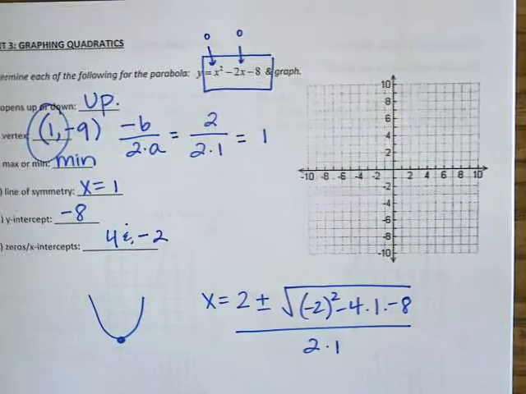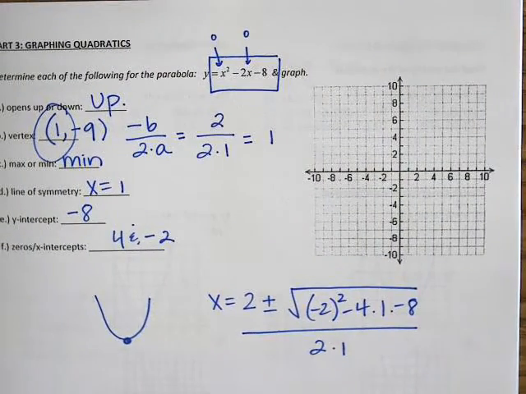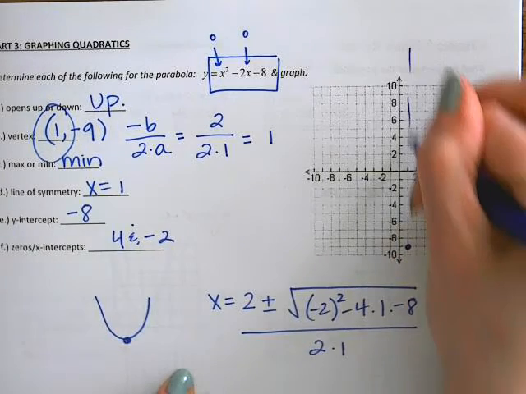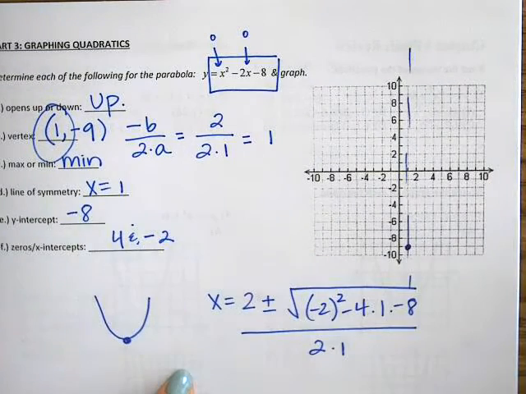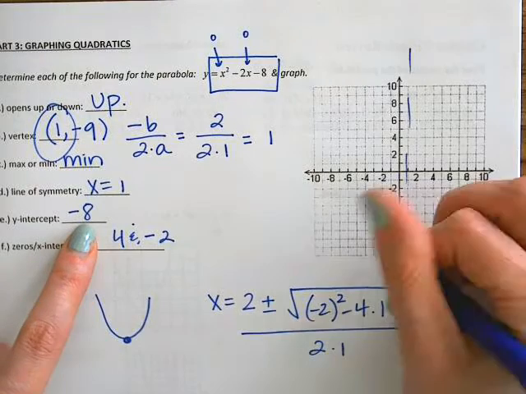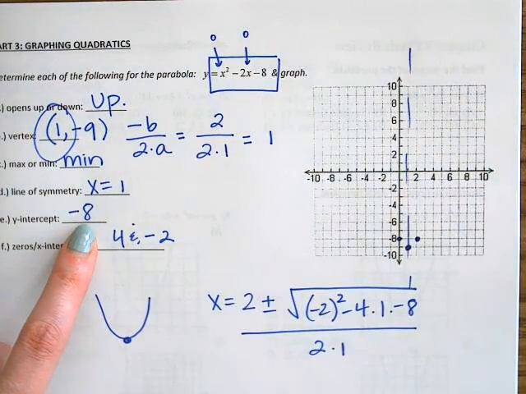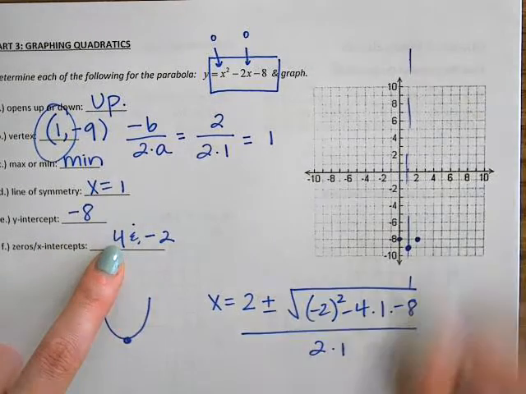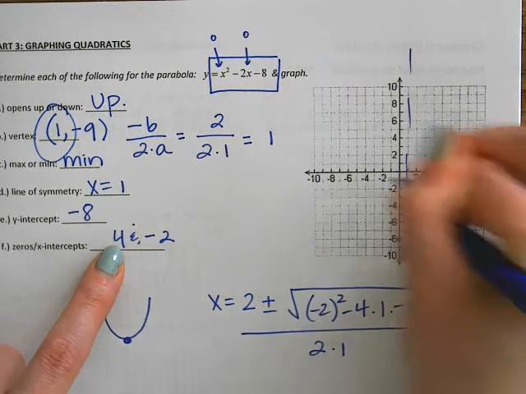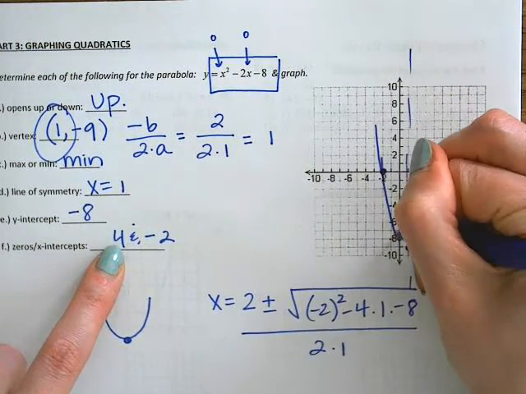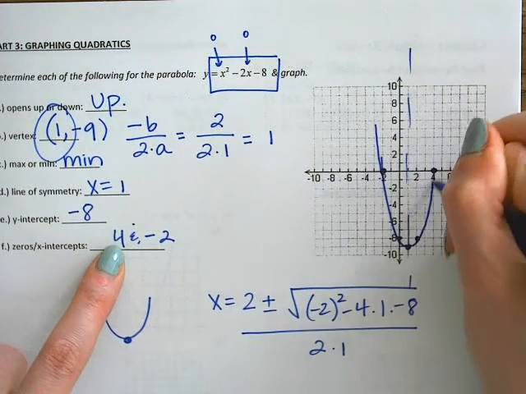All right, let's put it all on the graph and get our parabola. So vertex at 1, negative 9. Line of symmetry down through it. Y-intercept at negative 8 with a free symmetry point. And then x-intercepts at 4 and at negative 2. Not an ordered pair, just 2 points on the x-axis.